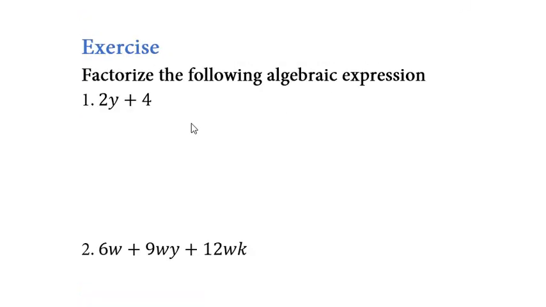We have an exercise: factorize the following algebraic expression. The first one is 2y plus 4. Now, for you to factorize, the first thing you want to do, step one, is find the common factor, not just the common factor, the highest common factor.